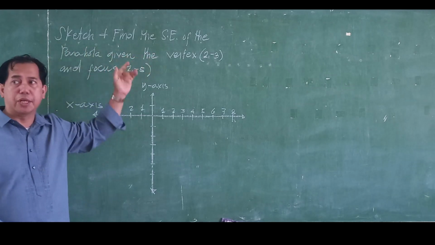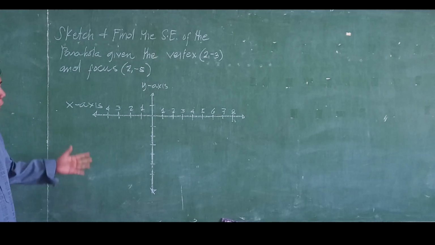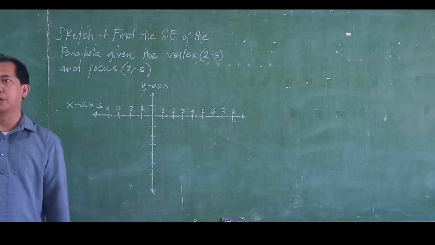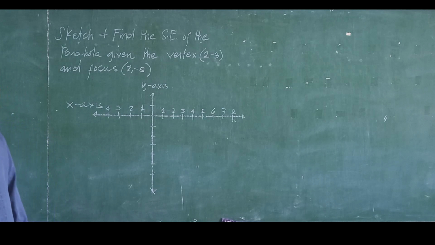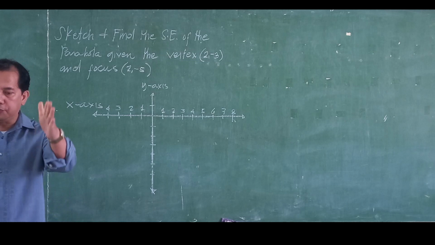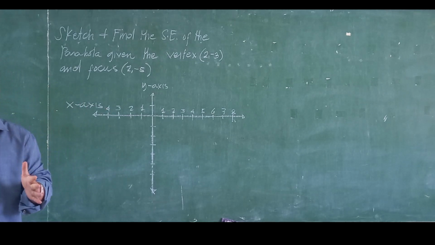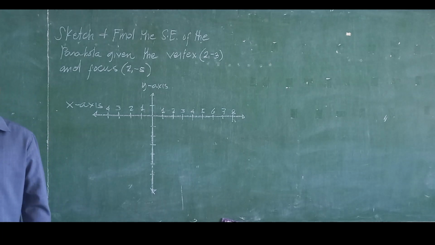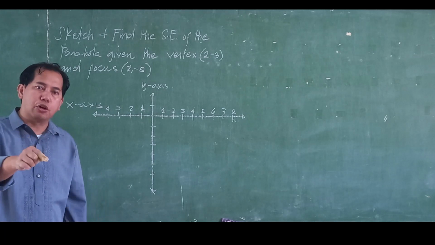Sketch and find the standard equation of the parabola. Now, notice that in the problem, we can immediately sketch the graph of the parabola. Why? The focus and of course the vertex are already given. Meaning to say, if you are given the focus and the vertex, it will follow that the value of P is given.